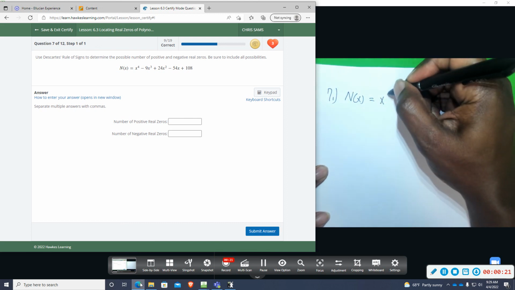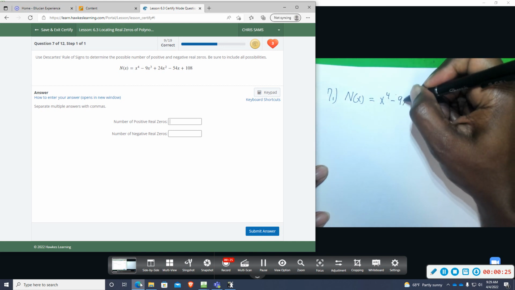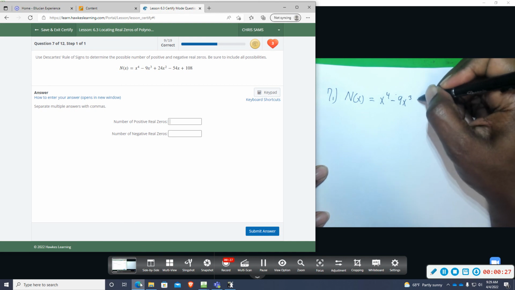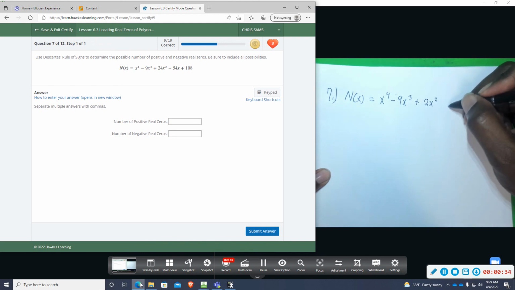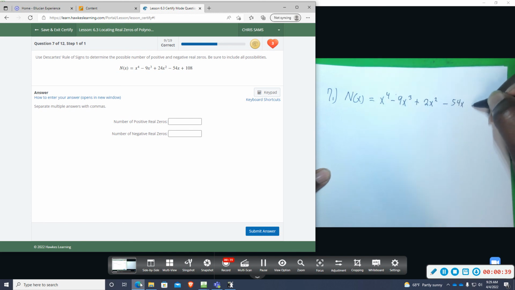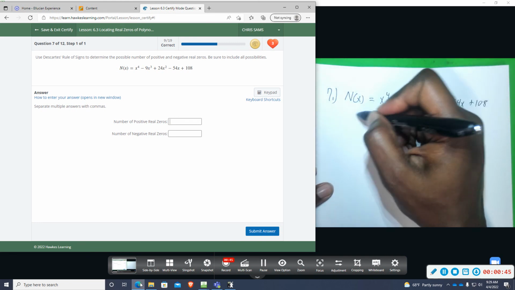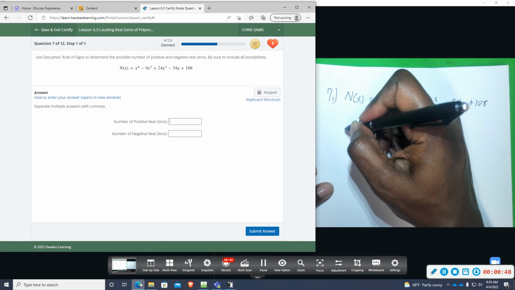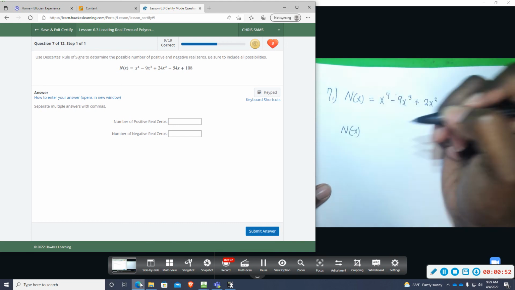So I'm going to write down the polynomial x to the 4th minus 9x to the 3rd plus 24x squared, and then minus 54x, and then plus 108. Okay. You're going to do two things. You're going to take your original polynomial, which is positive, and then you're going to do p of negative x. So this is the negative one.